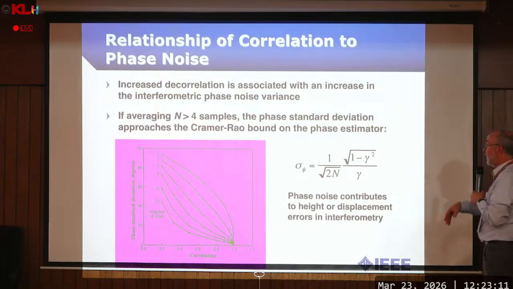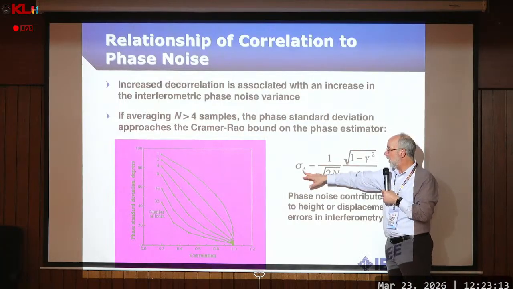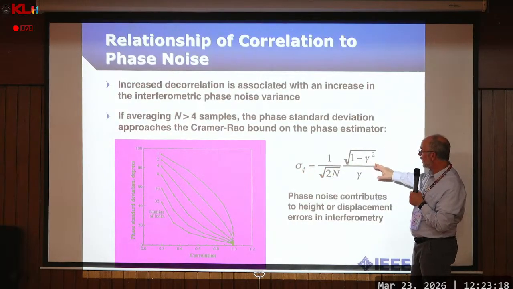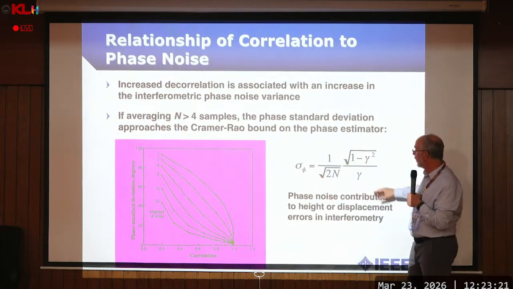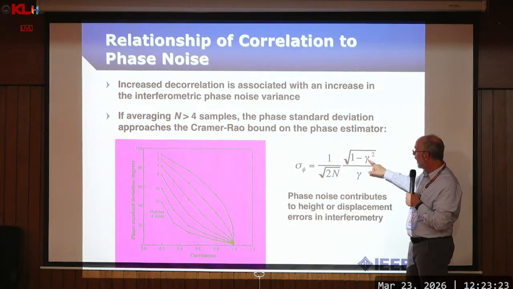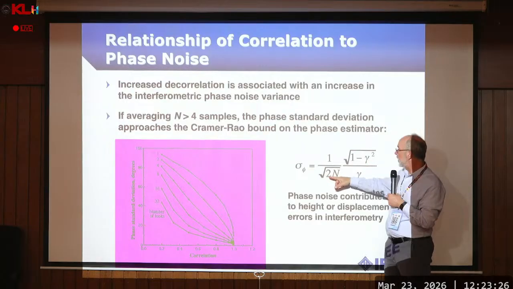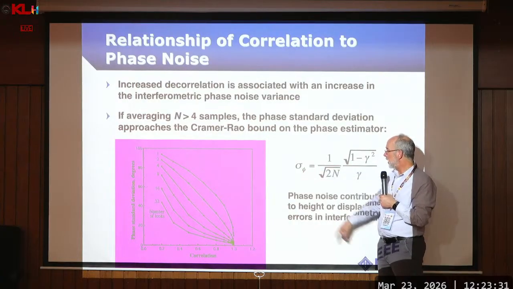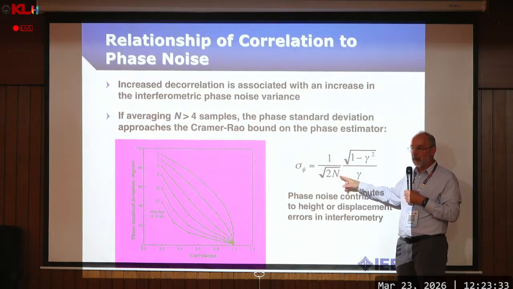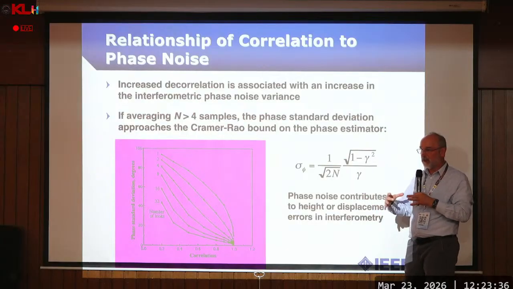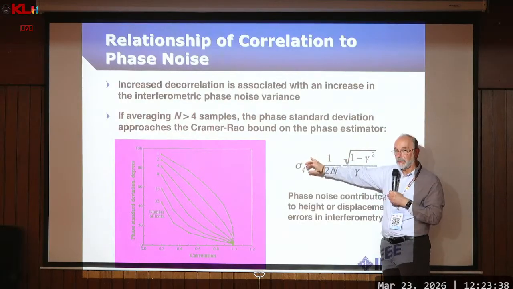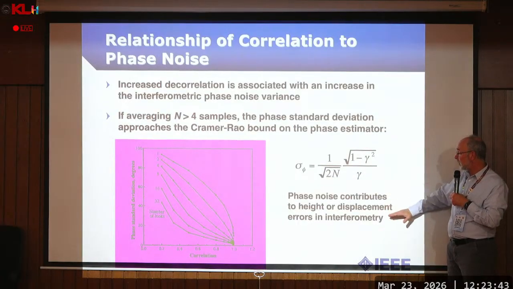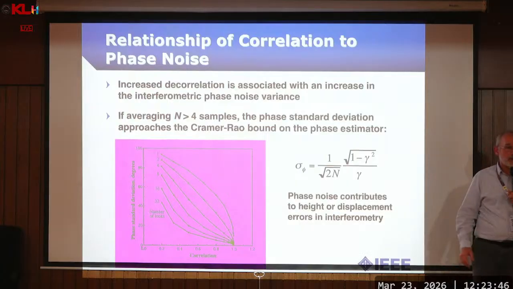Sorry about the color here, but the variance of the phase was related to correlation in most cases by this formula. So the higher the correlation, and the more the number of looks, the lower the phase variance will be. And it's the averaging you do. If you have an image and you average pixels together, you can also beat down the variance of the phase. The phase noise, as I said, contributes to height or displacement errors in interferometry.